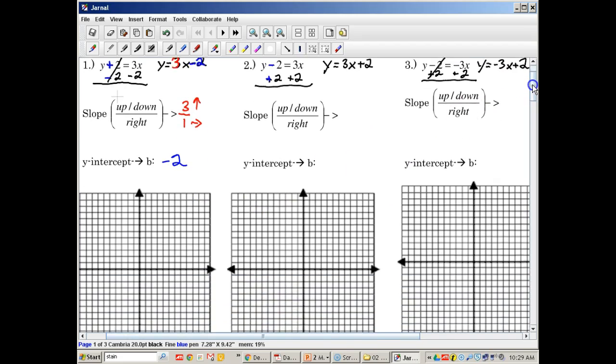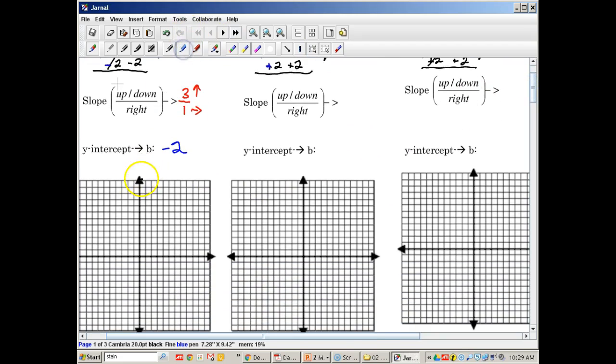So let's see here. Start at negative 2 on the y-axis, and then go up 3, right 1. And you do it several times just so you can get a straighter line. There you go. And of course, use a straight edge only when you're graphing.